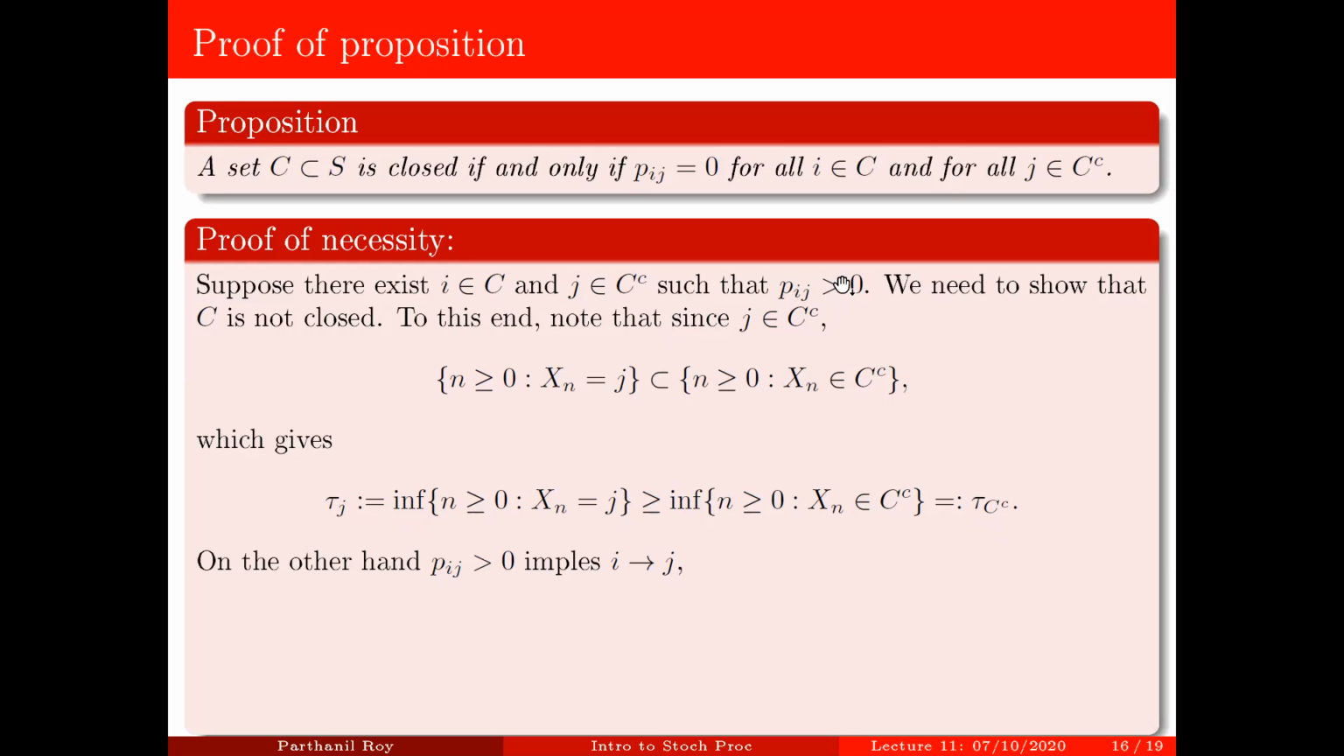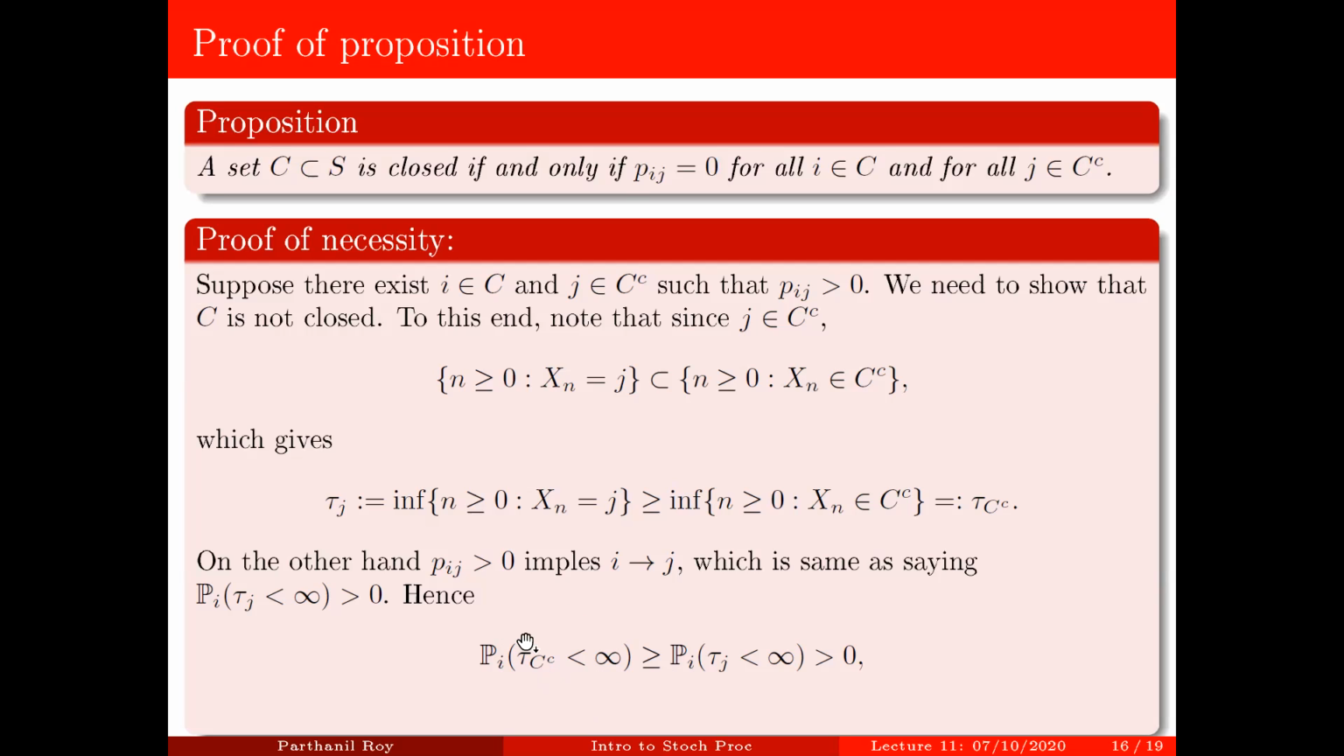We know that the way we have taken this, P_ij is positive, which implies by the proposition that i leads to j. Saying i leads to j is the same as saying, starting from i, tau_j is finite with positive probability. Now we know that tau_j is an upper bound for tau_{C complement}. So tau_{C complement} is an even smaller random variable. Therefore, tau_{C complement} is also going to be finite with positive probability. So starting from i, tau_{C complement} is finite.